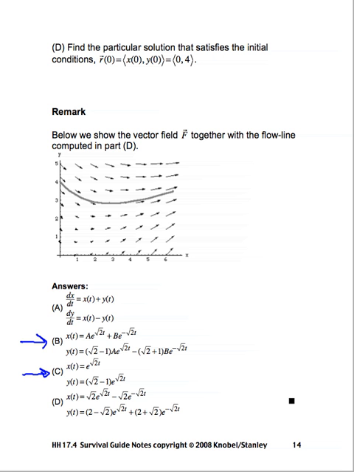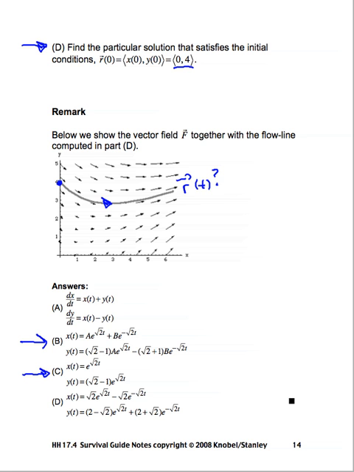So for fun, we started up here in part D, and this is one you should do on your own. Suppose that the initial position is x of 0, y of 0 is equal to 0, 4, so that corresponds to the point 0, 4. And you can see this flow line is going to move in this direction, obeying the vector field. So imagine these vectors are river flow, and my little boat's going to flow along this curve. And so the question is, what's this flow? So what's r of t going to be in this case?